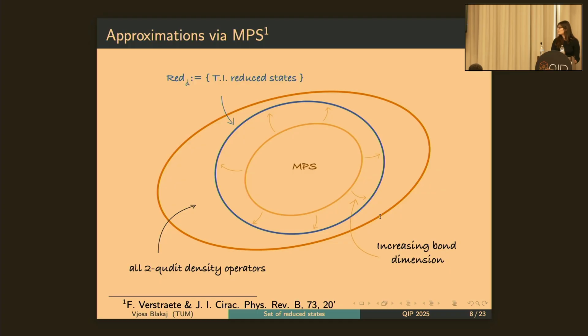What has been known and studied in the past are approximations from within and also from outside, but I'm going to talk only about from within here, for the set red D. So if we consider matrix product states, then by increasing the bond dimension of the matrix product state, we get a better and better approximation of the set red D. But this again involves a limit of infinitely many variables, and exactly about the set red D, we don't know anything.